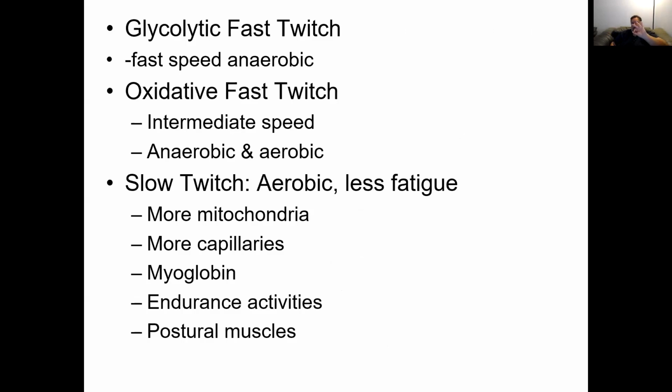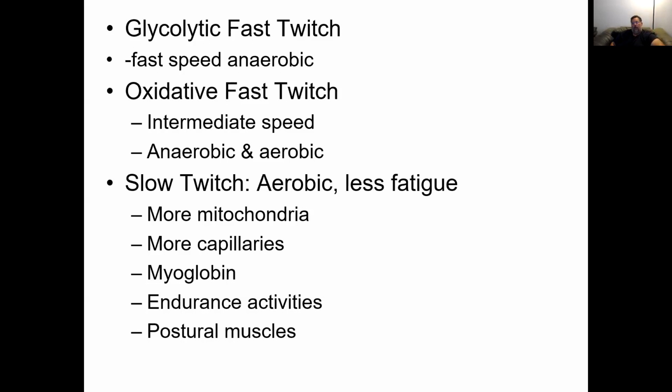So again, we have these three different types of muscle fibers. We have the ultra fast twitch fibers called glycolytic fast twitch, which are fast and they're anaerobic. That means they don't utilize oxygen. The downside of having all this power is they wear out very rapidly.